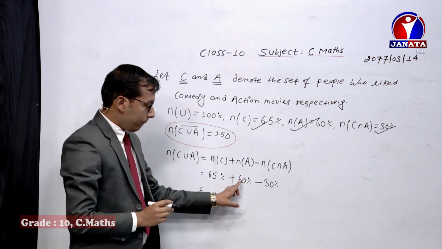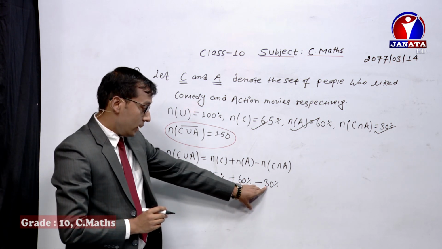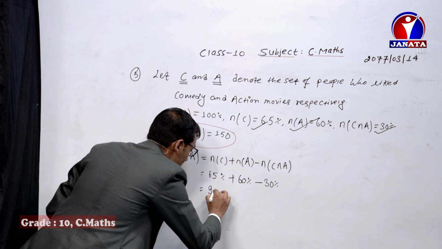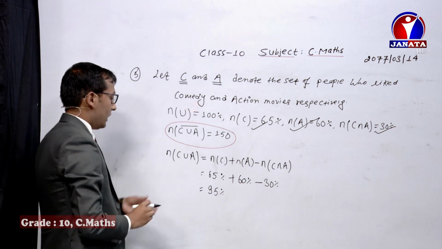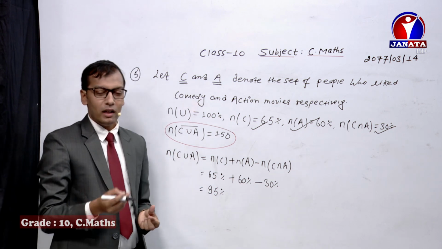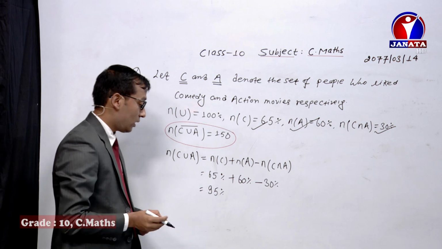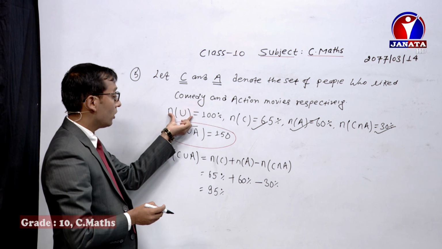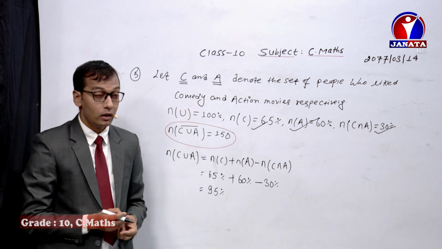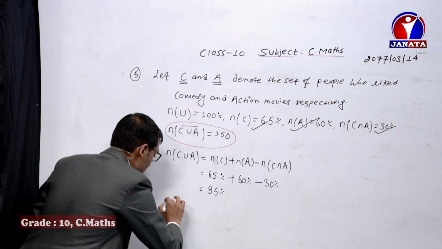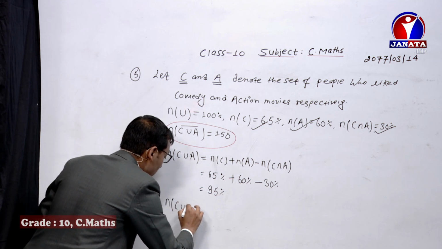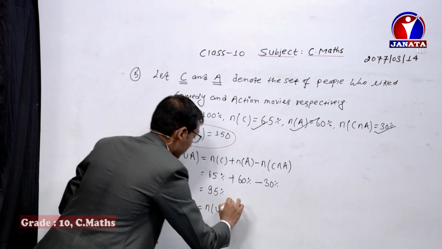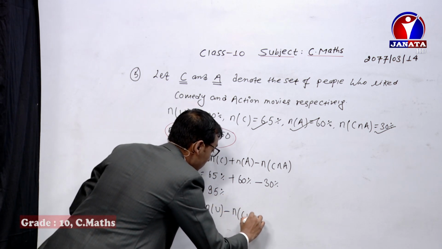Okay, so it's 60% minus 30 is 30. So 30 plus 65 is 95. N of C union A is 95. Now if we deduct N of C union A from N of U, we obtain the complement. N of C union A complement is N of U minus N of C union A.